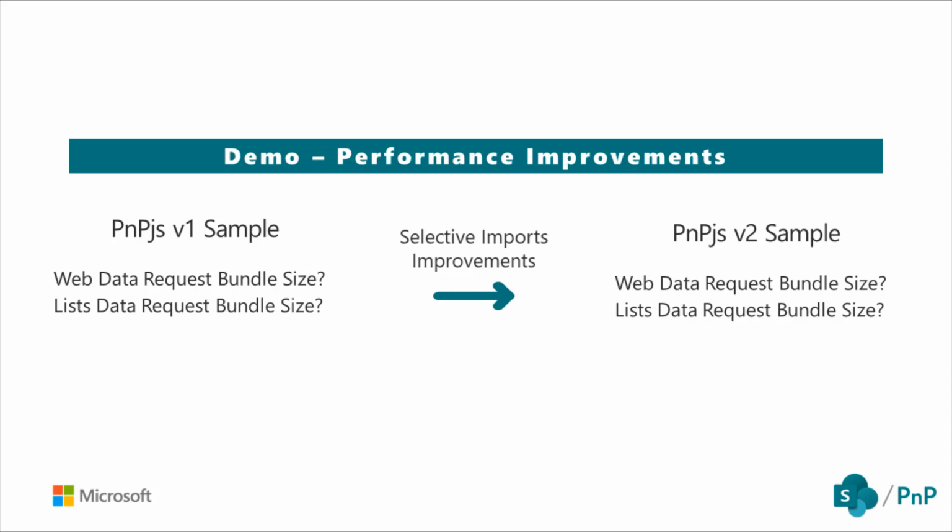Now let's look at a demo that compares the performance improvements between using PnPjs version 1 and PnPjs version 2. We're going to accomplish the exact same tasks that we did in our original demo. Within the PnPjs version 1 sample, we're going to make a request for the web data, and then we're going to look at the bundle size. We'll do the exact same secondary request for list data and again look at the bundle size. We'll then look at a PnPjs version 2 sample where we accomplish the same tasks. We'll make a request for web data, look at the bundle size, and then look at list data request and look at its bundle size. You're going to see a significant difference.